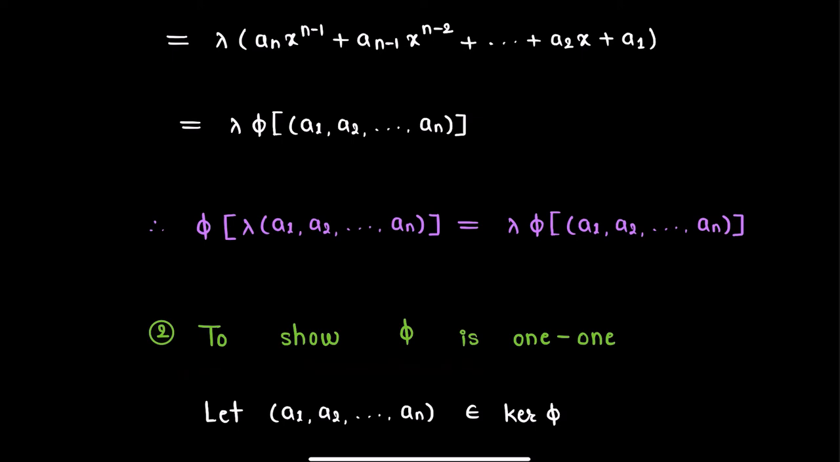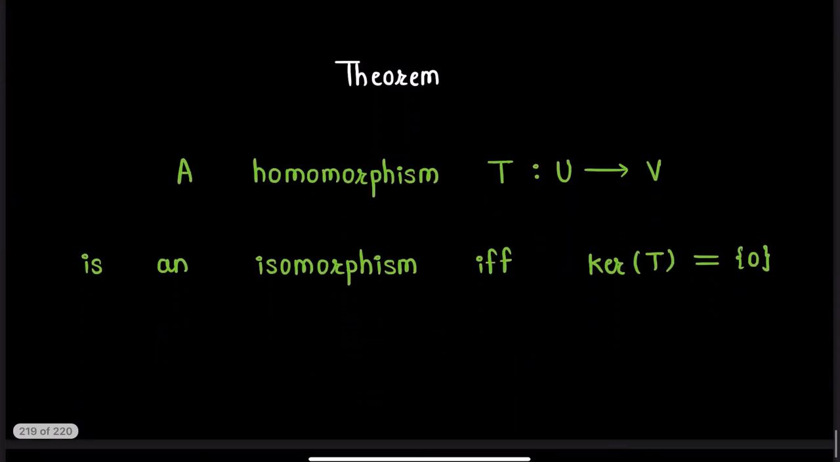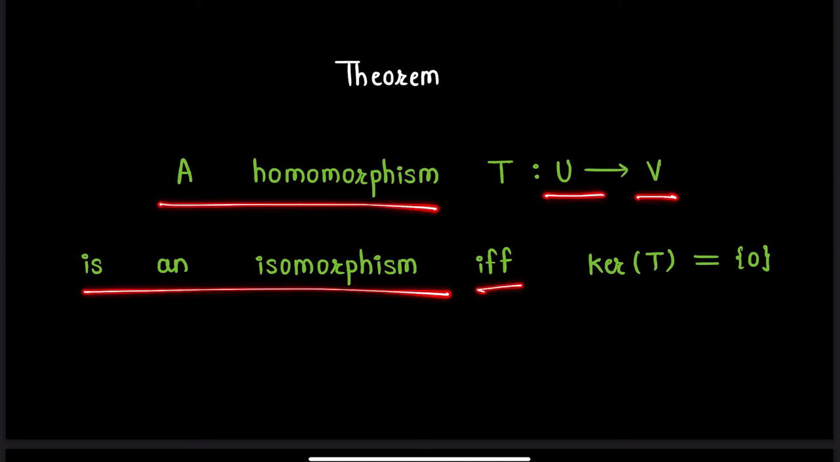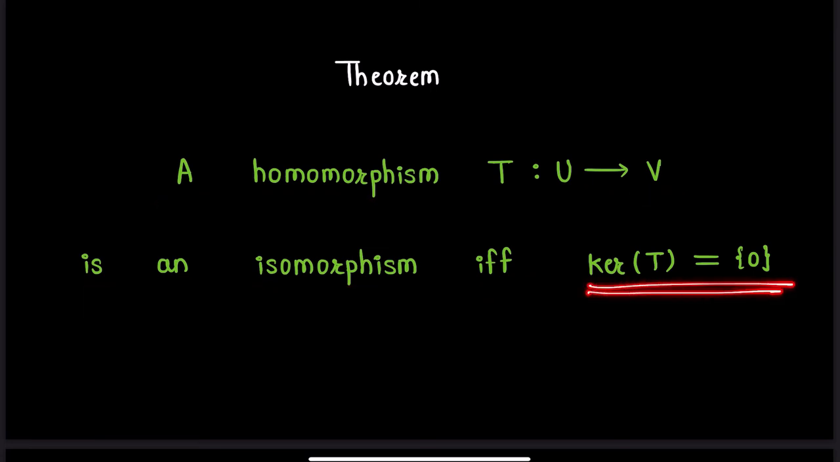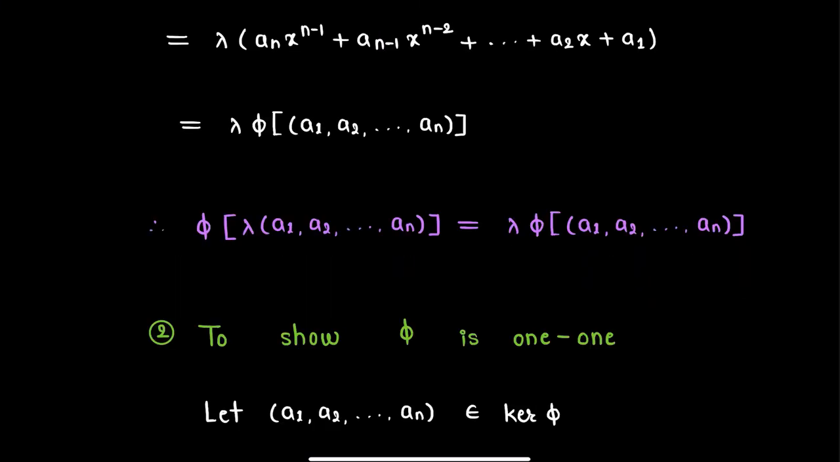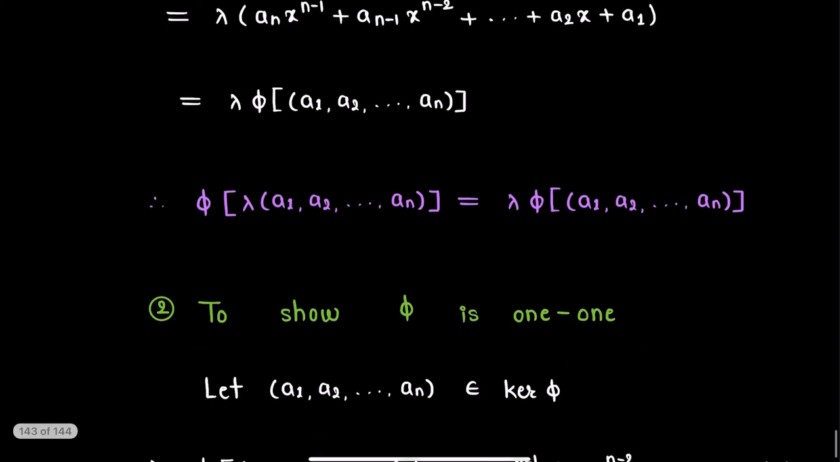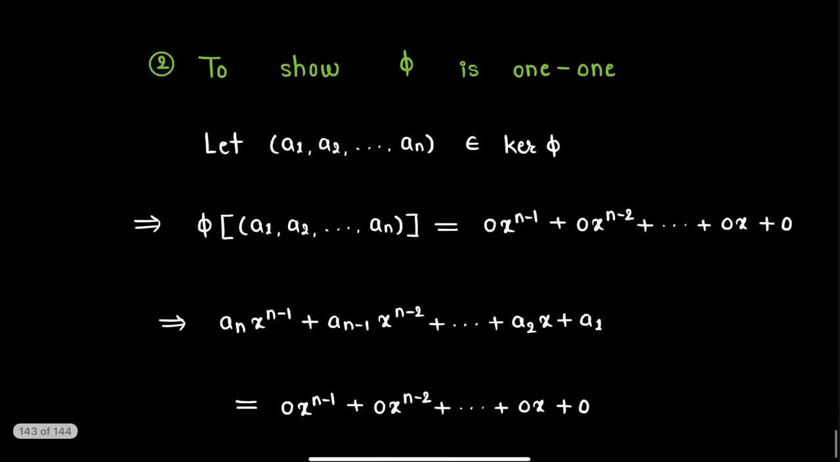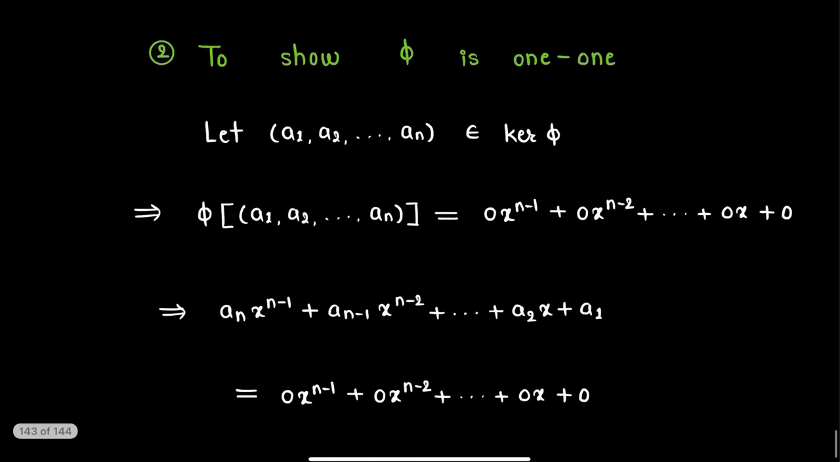For this we will use the theorem which states that a homomorphism T from vector space U to vector space V is an isomorphism if and only if kernel T is singleton 0. So here to show phi is 1 1 we will show that kernel of phi is 0, which will prove our claim that phi is isomorphism. So to show kernel phi is singleton 0 we will assume any arbitrary ordered n tuple, say (a1, a2, an) in kernel phi.